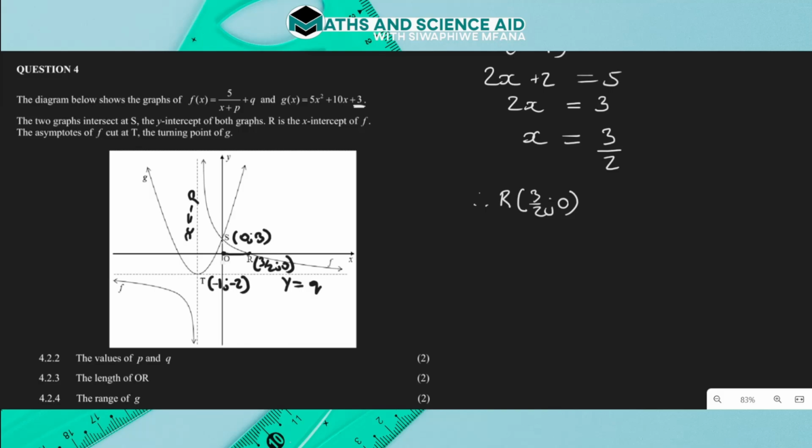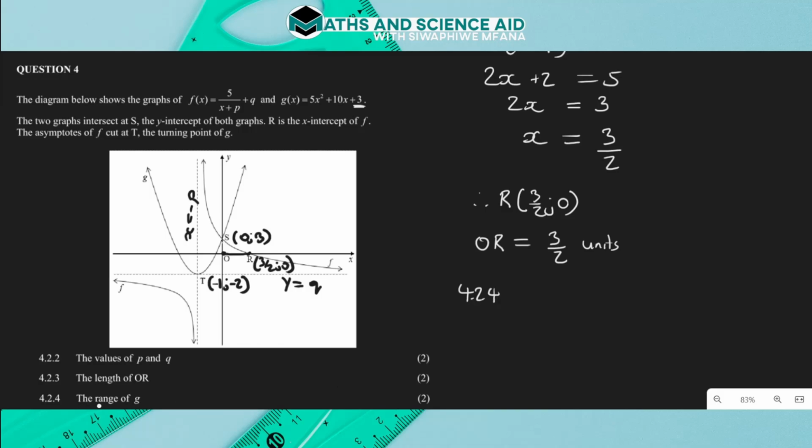So now to find the distance or the length of OR, here you don't have to use the distance formula because this is a perfectly horizontal line. So the distance from the origin to R is simply going to be given by the x value of R. So the length OR is going to be equal to 3 over 2, because this is from the origin, from 0 up to 3 over 2 units. So that's it.